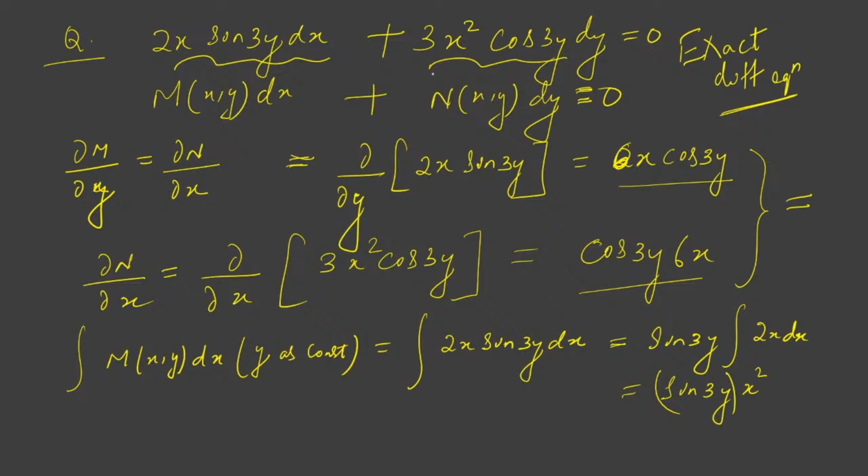Now integrate those terms of N of xy which do not contain x. But in this term of N of xy, every term already has x multiplied, so we cannot integrate it. So simply the solution will be x square sin 3y is equal to c. Okay, it is again a very simple solution of this exact equation. Let us solve some more problems.